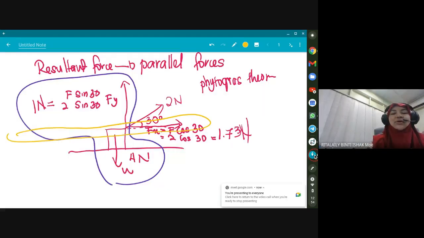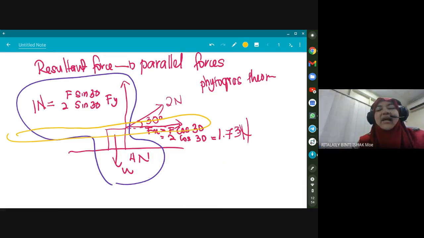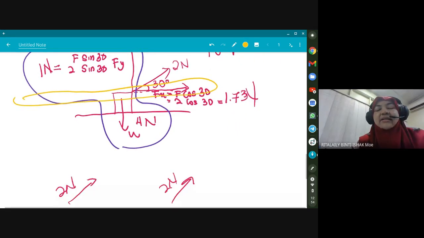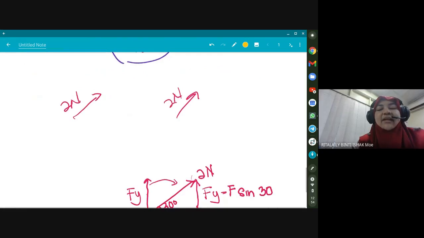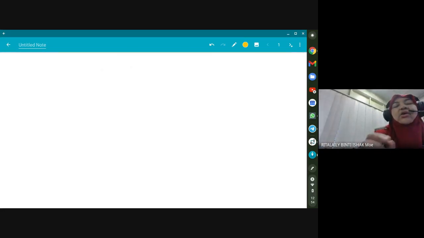Okay, so this is one method for us to calculate forces that is not parallel. Okay, the other one is using resolution of force. So force kita resolve kan. Okay, the other one is using parallelogram.